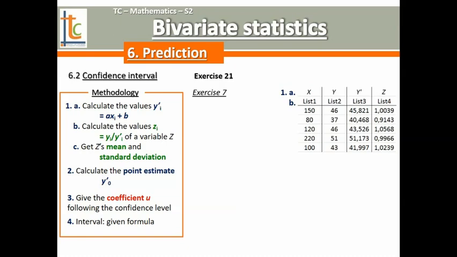Again, some values turning around 1. The average value of z is very close to 1, and the standard deviation is this value that will be used in the formula.